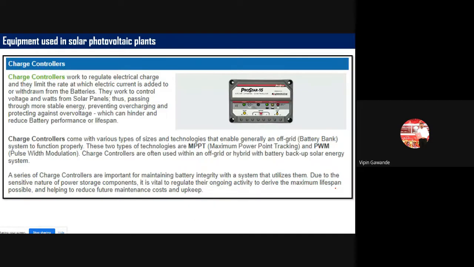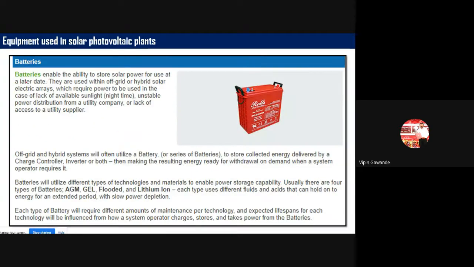Then the charge controller. The function of the charge controller is to regulate the electric charge, and it limits the rate at which electric current is added to or withdrawn from the batteries. Okay, so for this purpose, the charge controllers are used. Then we have the batteries. Batteries are made up of lithium ion or AGM gel plated. The main function of the battery is to store the solar power in the form of DC current, and whenever the requirement is there, the current is taken out from the battery.